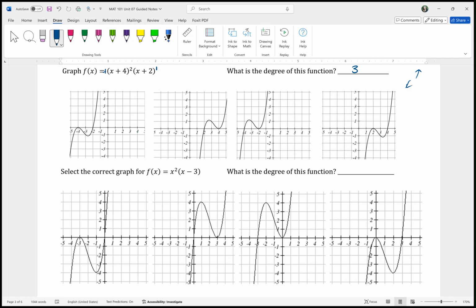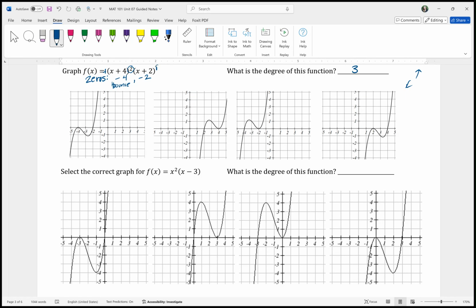So what's the next thing we need to know? Well, we need to know the zeros. So our zeros are -4 and -2. And then let's determine if we are bouncing or passing through. So again, even degree is going to bounce.